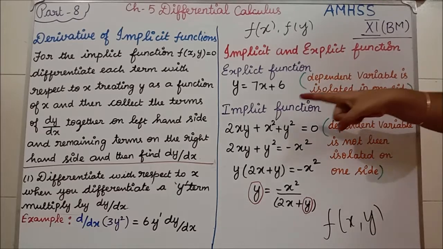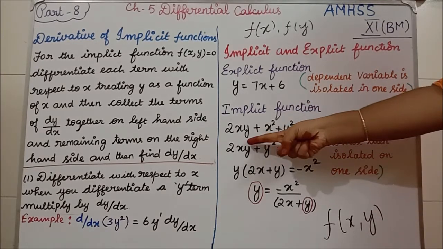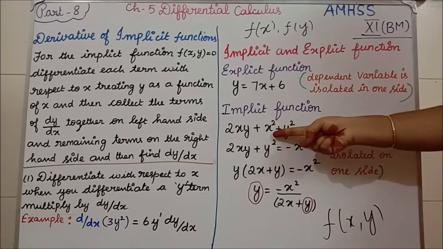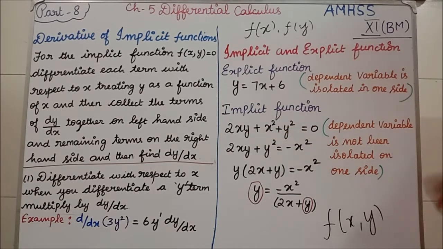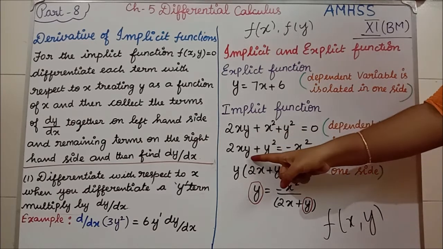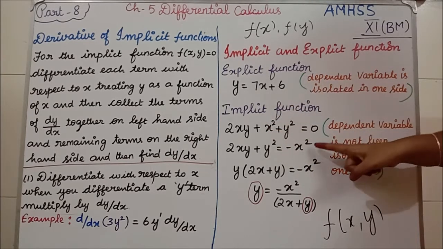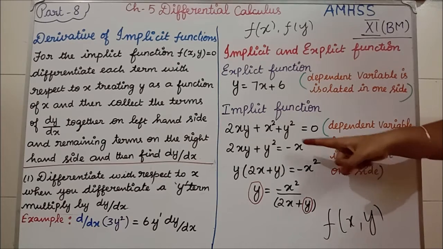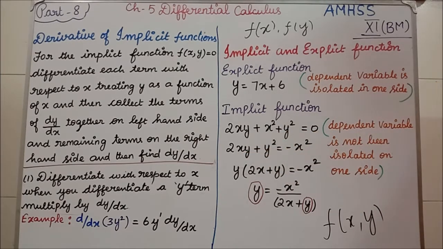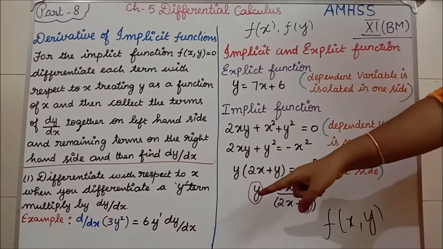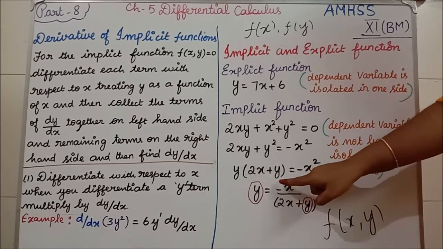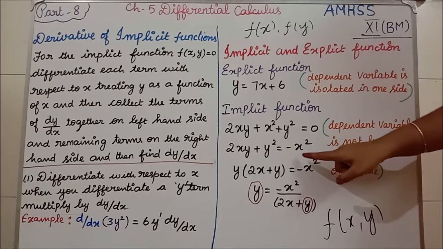Clear? Now we'll move to implicit functions. See, I have written one example: 2xy plus x square plus y square equal to 0. Now I am going to make y one side and x the other side. 2xy plus y square equal to minus x square, when x square comes to this side. From these two terms, y is common, so take y out commonly. If you take y commonly, what will we get? y times (2x plus y), is equal to minus x square.